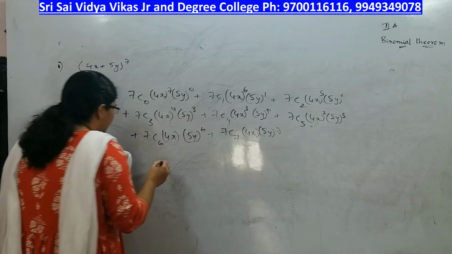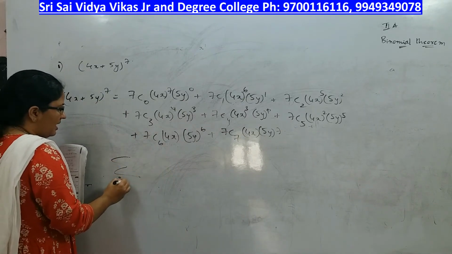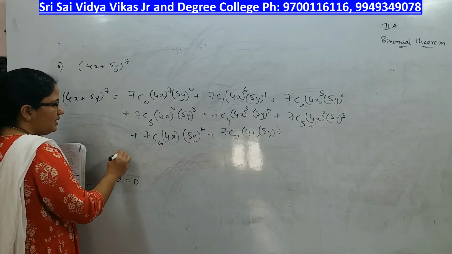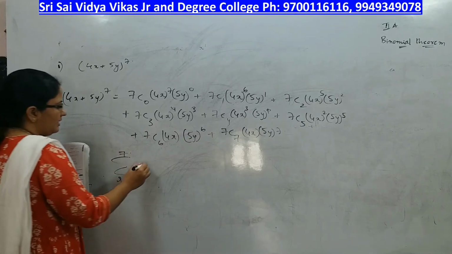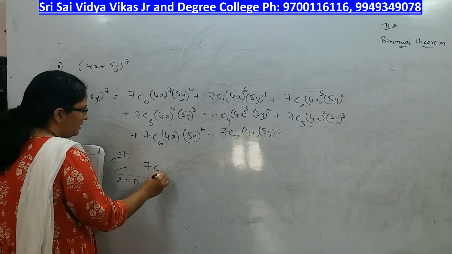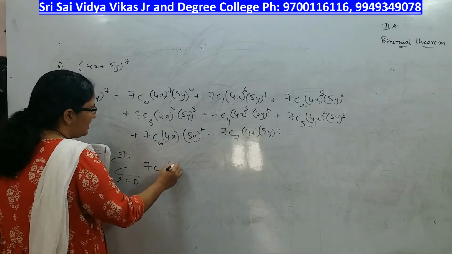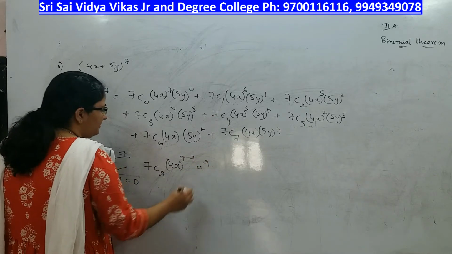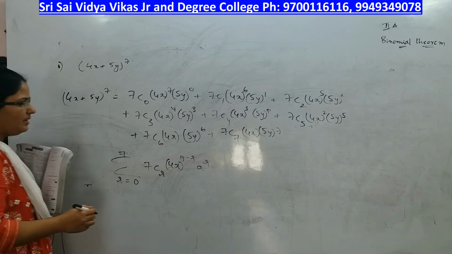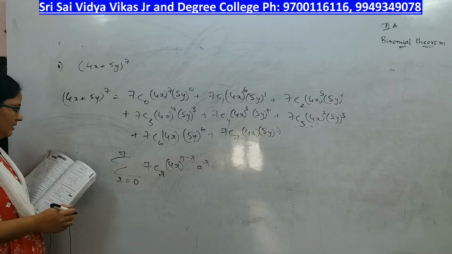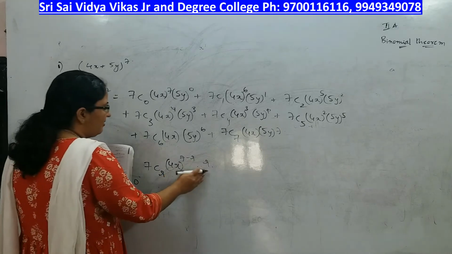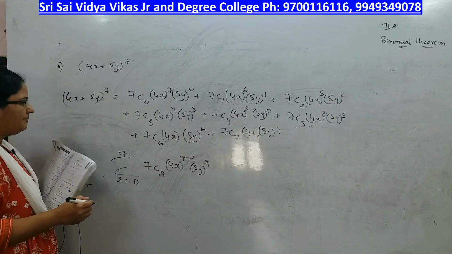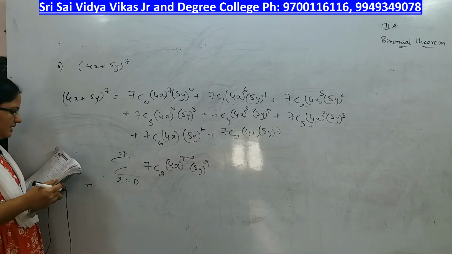This can be written as summation r equal to 0 to n, that is 0 to 7, 7Cr (4x)^(7-r) a^r. Here a^r is (5y)^r. That is how you will write this expansion. Let us discuss another example.